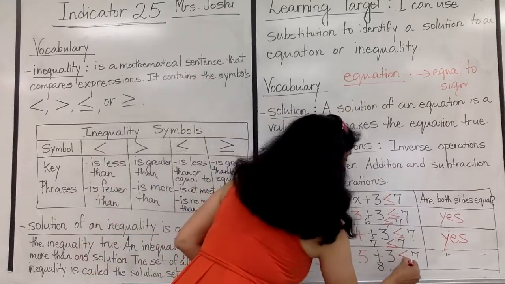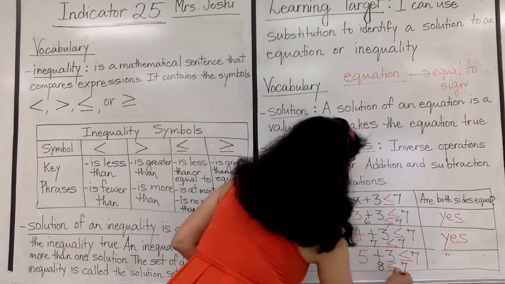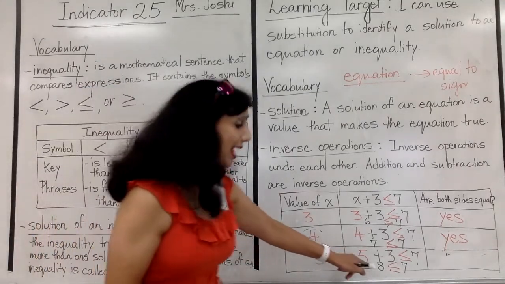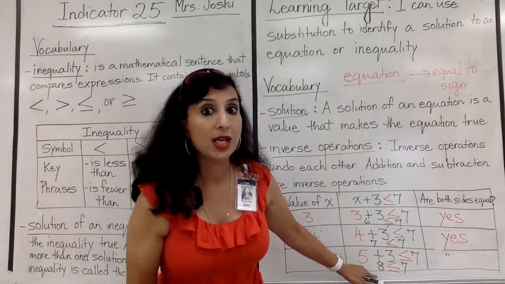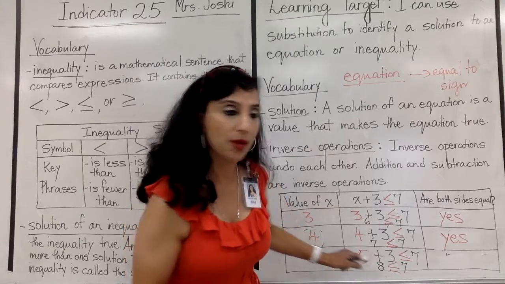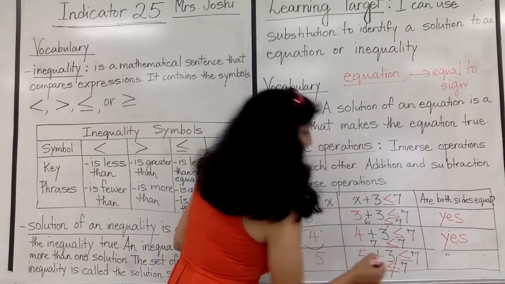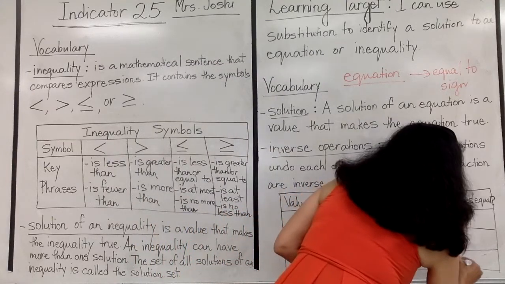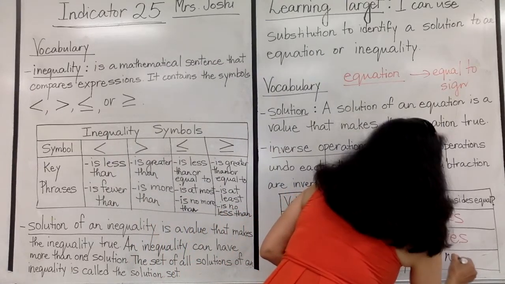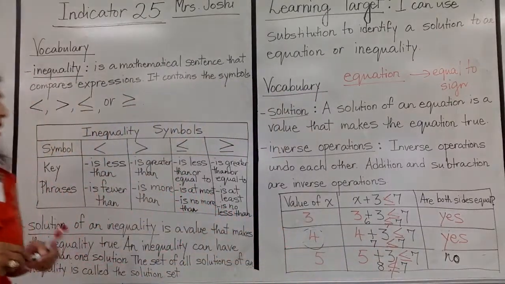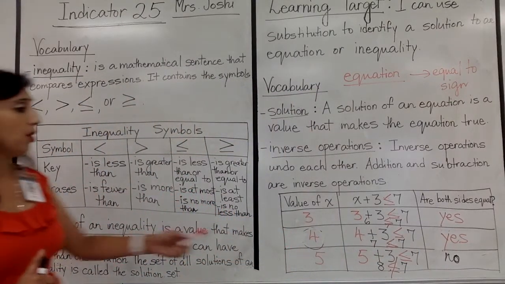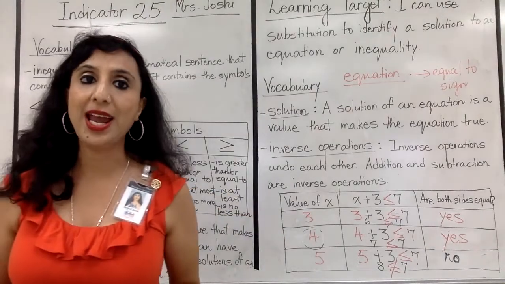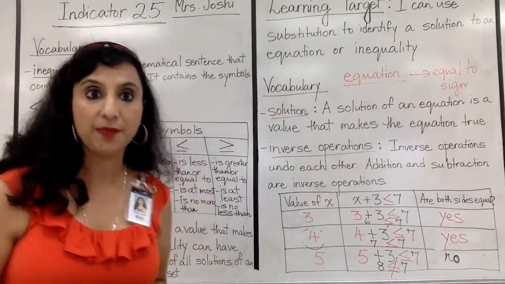Now, 5 plus 3 is less than or equal to 7. Will this work out? No, because is 8 less than 7? No. Is 8 equal to 7? No, because it is more. So this is not going to work, and in this case my answer would be no. My solution set over here would be 3 and 4. Both are correct answer choices for this one.